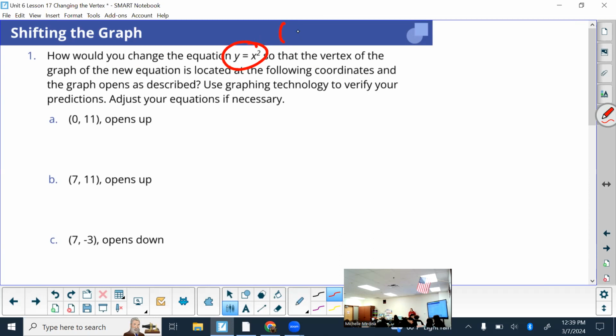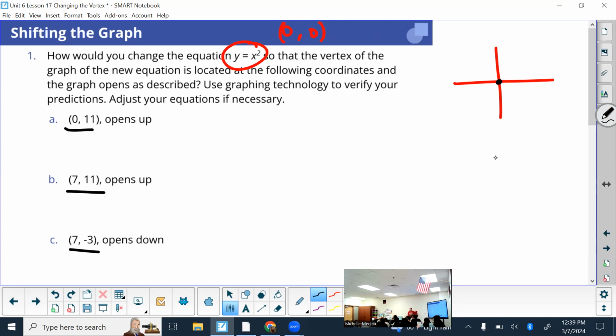Oh, pay attention, everyone look at me. Our parent graph, the x squared, the most simple one that we could have, the one that we started with for all the transformations we looked at the past 2 days. Where is the vertex of x squared? 0, 0. So if we're starting from our parent graph, which starts at 0, 0, and our new vertex is 7, -3, you need to tell me how it changed.